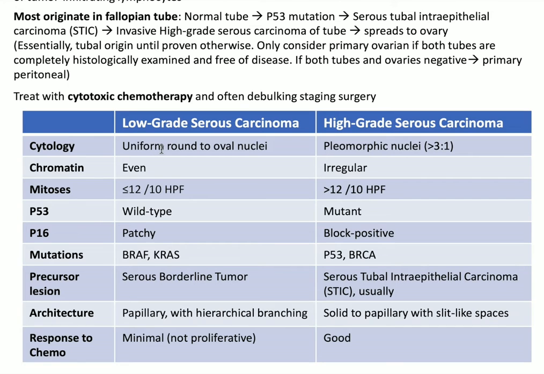So this is a great chart that Dr. Schaberg provides, differentiating low-grade serous carcinoma and high-grade serous carcinoma. It's for your review, but I just like to highlight this: high-grade serous carcinoma will have pleomorphic nuclei greater than 3 to 1. There'll be many more mitoses, greater than 12 per 10 high power fields. P53 will be mutant, and it will be wild type in low-grade serous carcinoma. In low-grade serous carcinoma, it's driven by a BRAF or KRAS mutation, and the precursor is thought to be borderline serous. High-grade serous is its own different ballpark, different mutation-driven, P53 and BRCA, and the precursor is STIC. And P16 for high-grade serous carcinoma will be block positive.